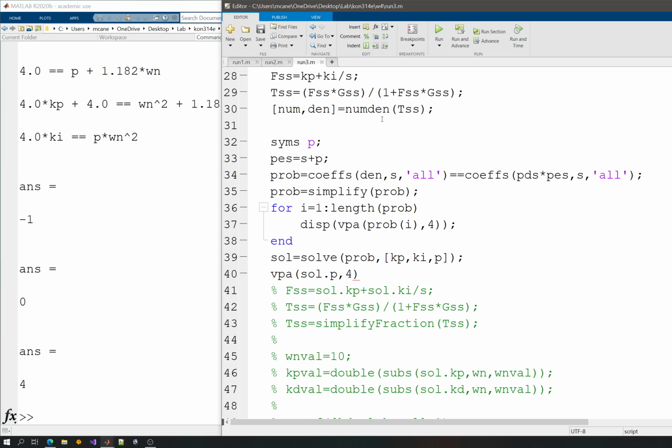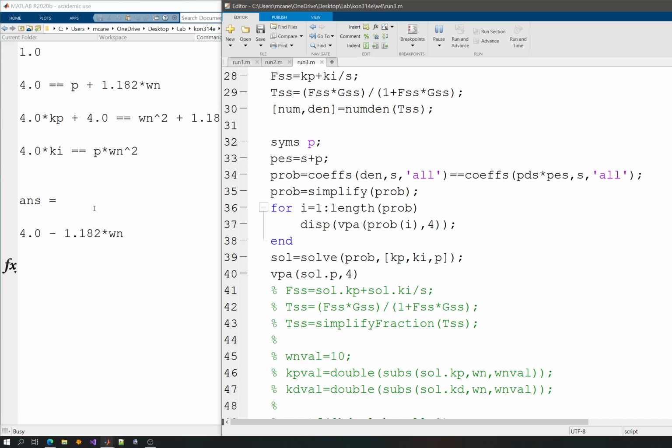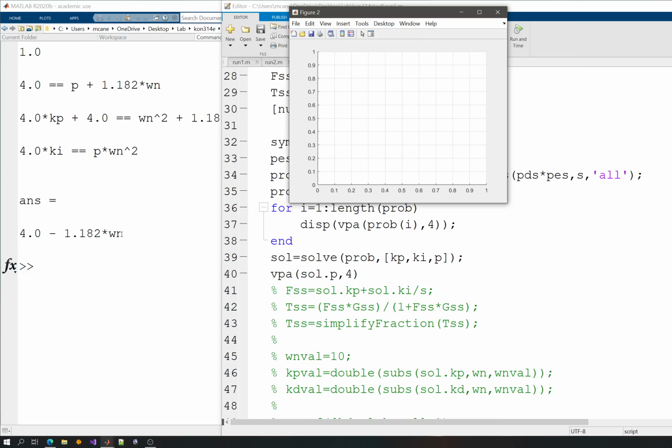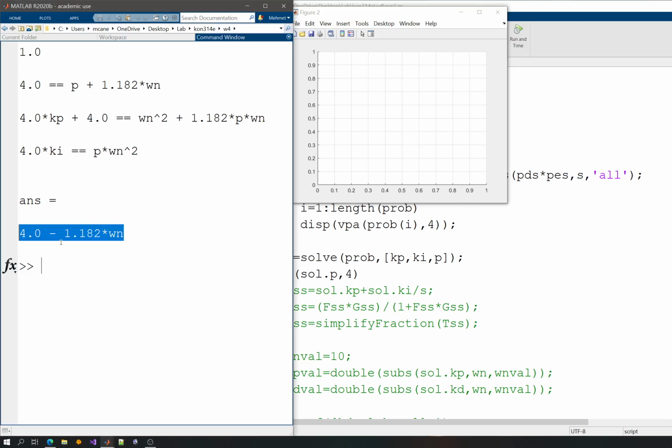Now let's look at what the solution looks like in terms of P as a parameter, and I can obviously see that if I want to choose a stable solution, then I can solve for this omega n value. I should divide 4 by this value here. So having a value greater than 3.38 should give me stable solutions.